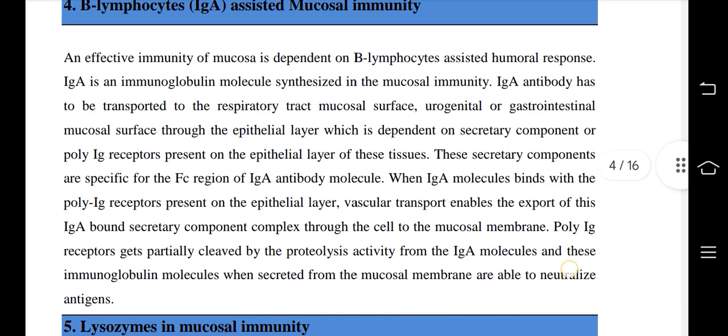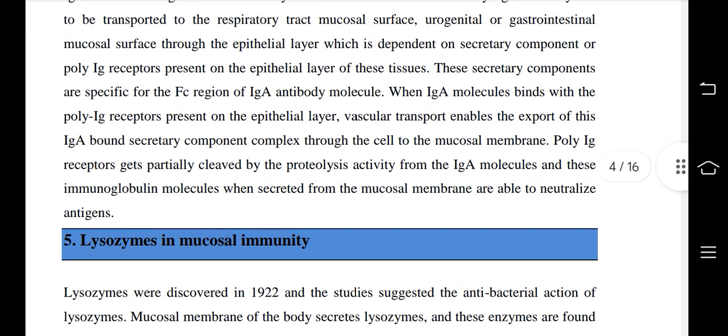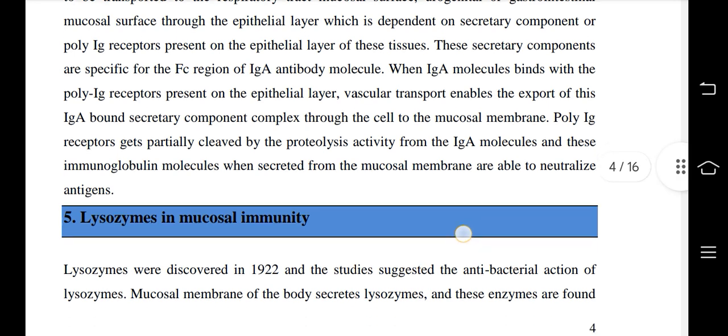When the IgA molecule binds with the poly-Ig receptors present on the epithelial layer, vesicular transport enables the export of this IgA-bound secretory component complex through the cell to the mucosal membrane. The poly-Ig receptor gets partly cleaved by proteolytic activity from the IgA molecule, and these immunoglobulin molecules, when secreted from the mucosal membrane, are able to neutralize antigens.